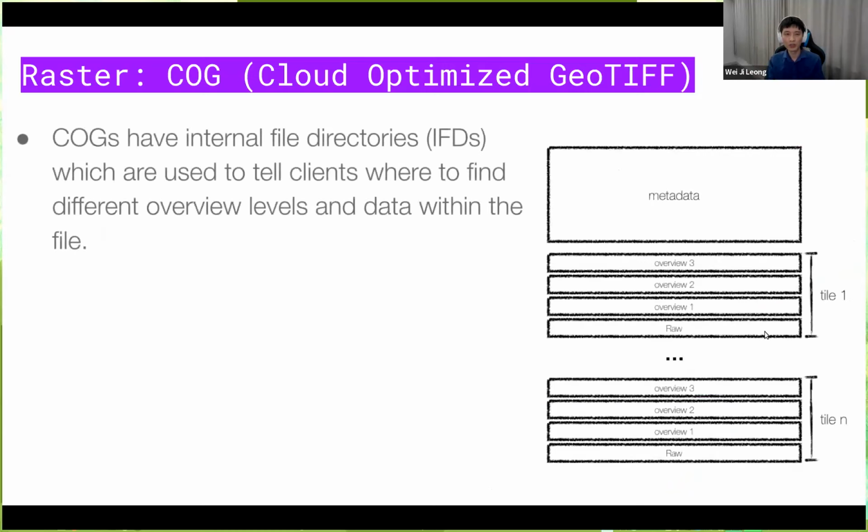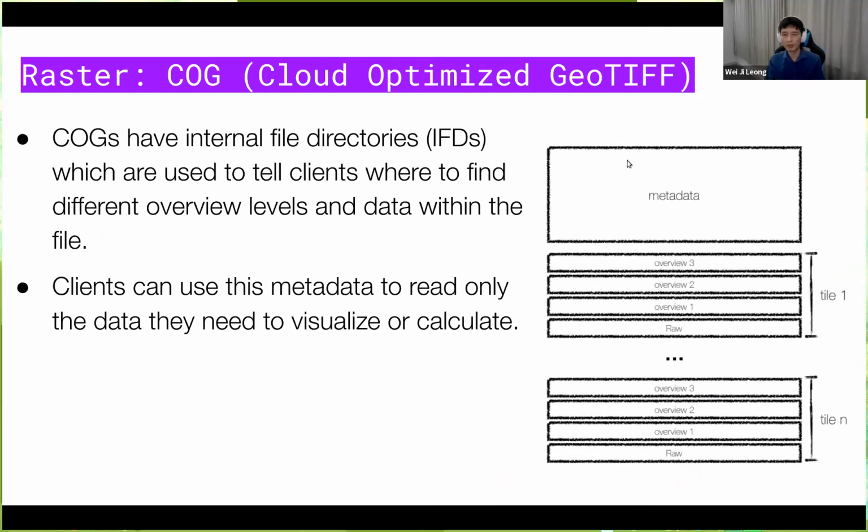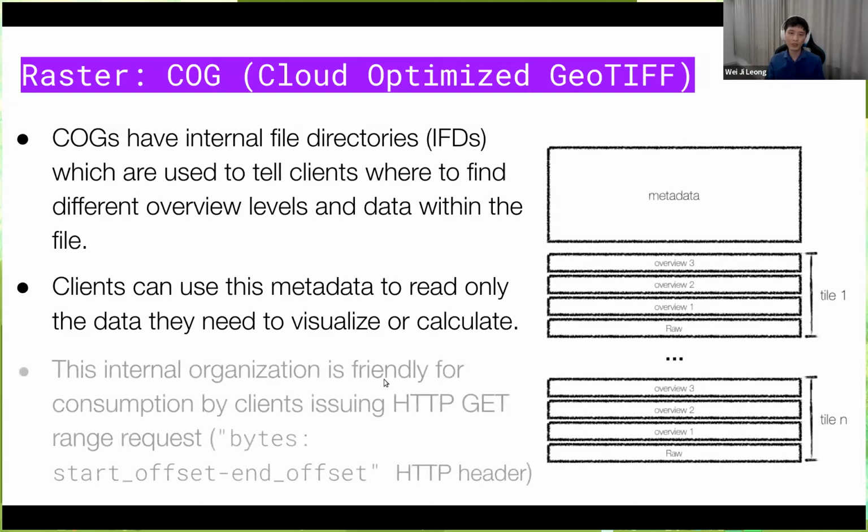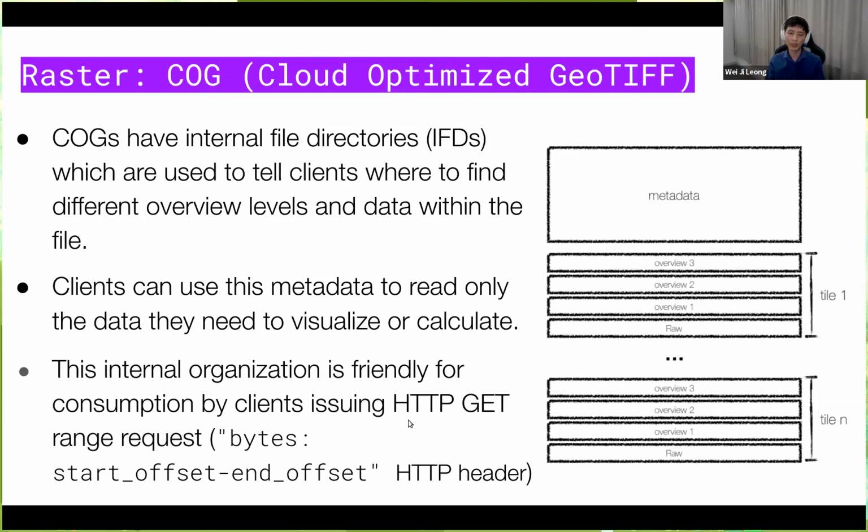And this is how it's structured internally. At the start of the file is a big chunk of metadata. And this metadata points to where each tile is, a tile being a square region on a map. Each tile contains the overviews and also the raw data. So there are different overviews, which are resampled versions of the raw data. COGs support something called HTTP GET range requests. And that just means you can efficiently query the tiles you need within a COG file rather than all of the data.